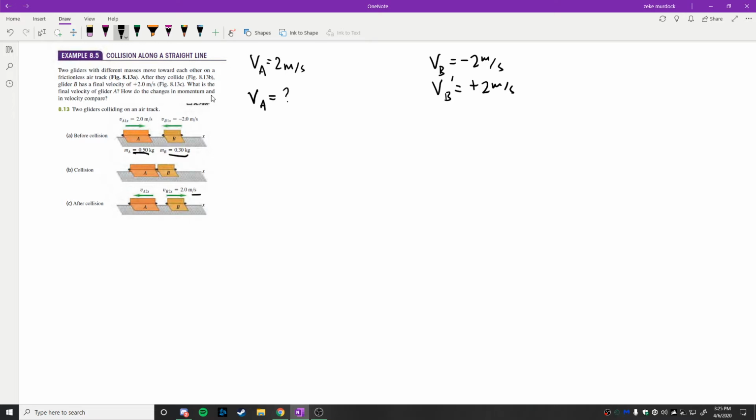Okay. We're going to use momentum conservation. We're going to say that if we take the momentum of ball A plus the momentum of ball B, that should be equal to the momentum after the collision. And then we just plug in our values. So this is going to be MA times VA plus PB is going to be MB times VB. Everything's in one dimension here, and this is going to be equal to MA VA prime plus MB VB prime.